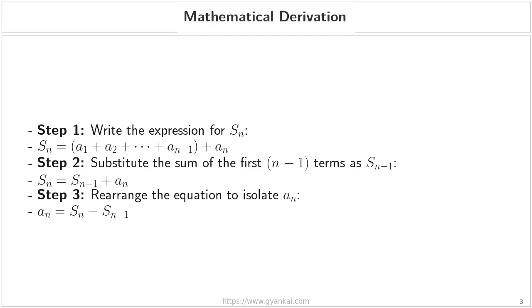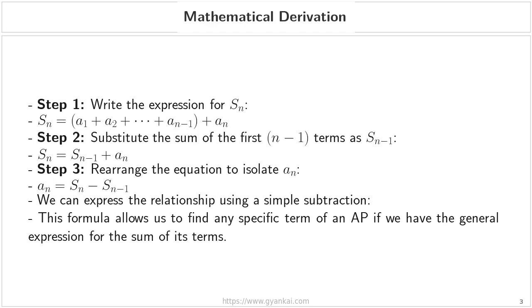Finally, in step 3, our goal is to isolate the nth term, which is a sub n. To do this, we simply rearrange the equation by subtracting S sub n minus 1 from both sides. This gives us our fundamental formula. a sub n equals S sub n minus S sub n minus 1.